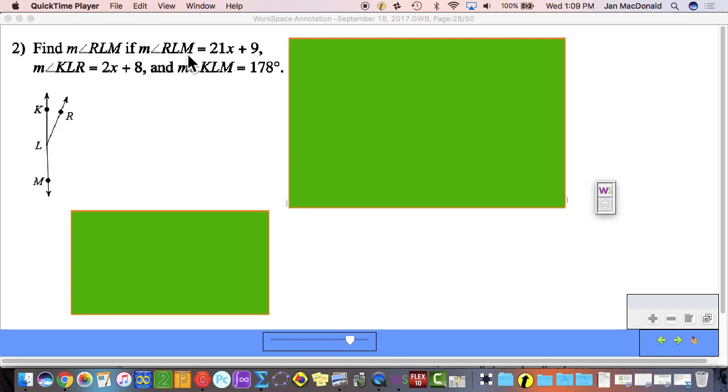If the measure of RLM is given by the expression 21x plus 9, the measure of KLR, and KLR is this opening right here, this tiny little cute angle, is given by the expression 2x plus 8, and the measure of KLM, which is the largest angle here, it appears to be pretty close to a straight line. It's actually 178 degrees, just 2 degrees shy of being a straight line. So the angle addition postulate tells us the whole equals the sum of its parts.